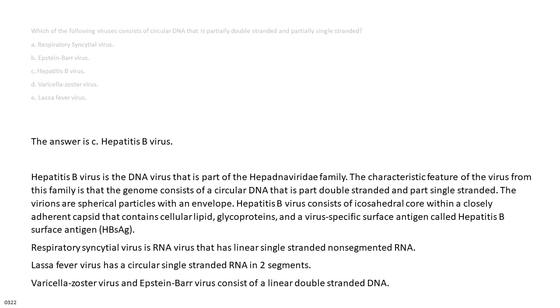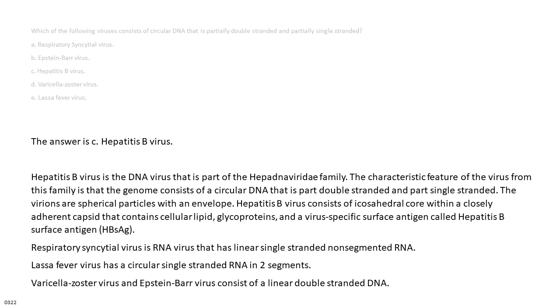The answer is C. Hepatitis B virus. Hepatitis B virus is the DNA virus that is part of the Hepadnaviridae family. The characteristic feature of the virus from this family is that the genome consists of a circular DNA that is part double-stranded and part single-stranded. The virions are spherical particles with an envelope.